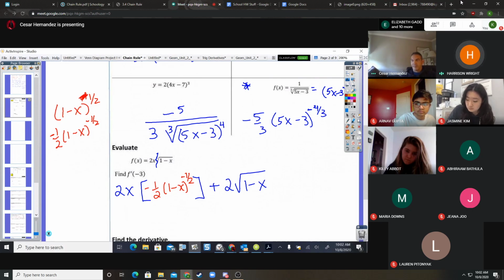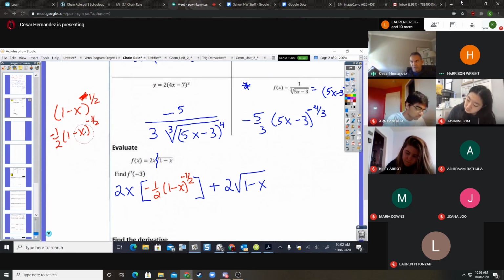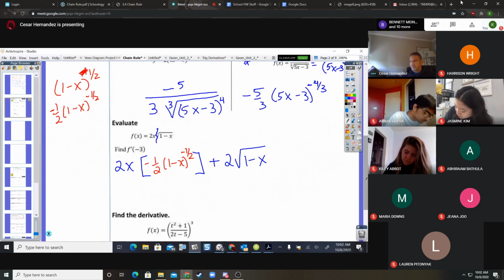Okay. I have a question. Yes, Harrison. Where did the negative come from in front of the 1/2? That one? Yeah. Okay. So back up here, when I did the chain rule, Harrison, I took the derivative of the inside. The derivative of 1 minus x is -1, which is why you see it out in front here and right there. Okay, thank you. Anybody else?